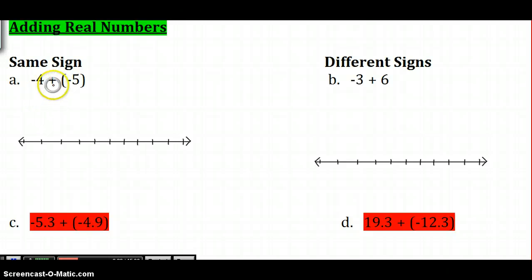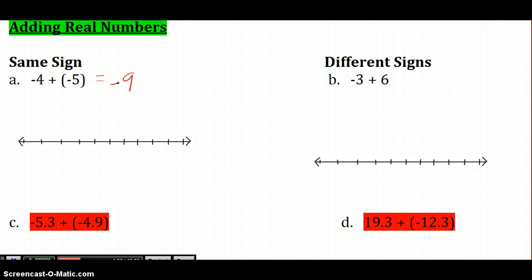So if we're adding -4 plus -5, what you're going to do is you're going to add the absolute values. So you're going to add the positive, so add 4 plus 5, which gives you 9. And then put the sign of the two numbers back on. The same sign, these two both have negative signs, so you're just going to make it negative. So -4 plus -5 is -9.